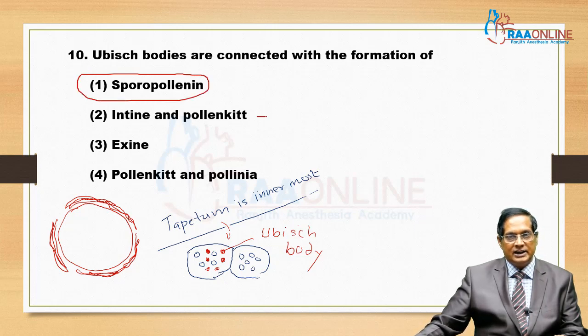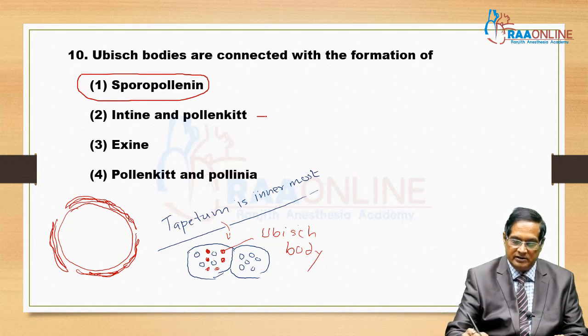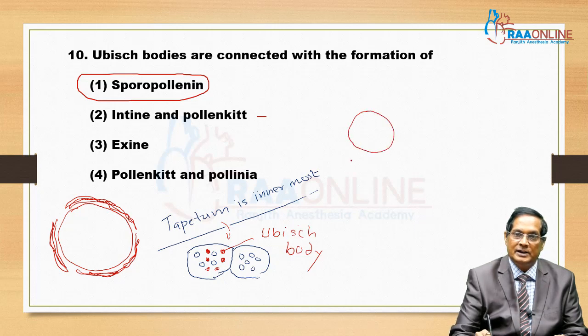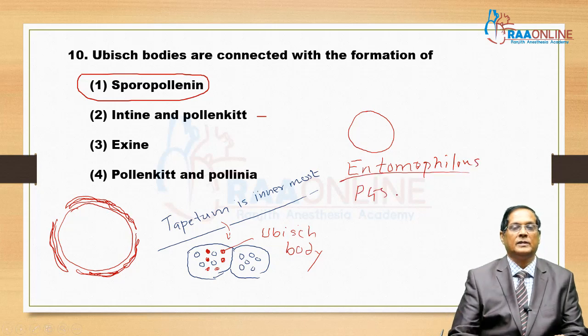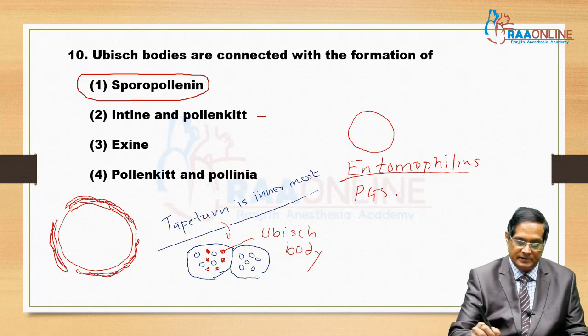Pollen kit is actually an oily sticky layer. What is pollen kit? This is an insect pollinated pollen grain. Insect pollinated pollen grains are called entomophilous pollen grains, which are carried by insects.